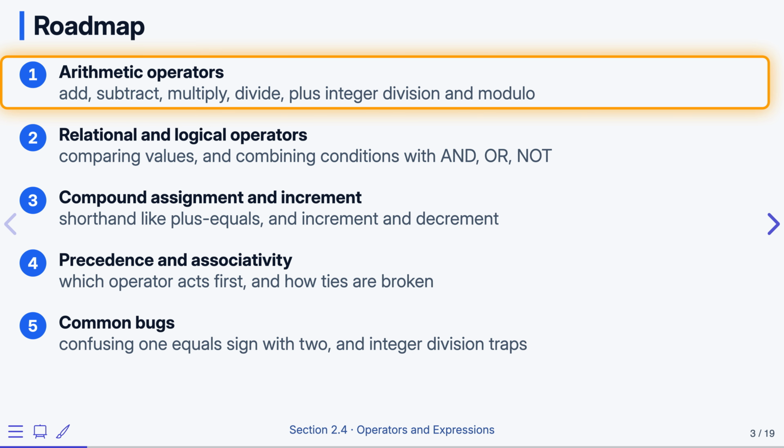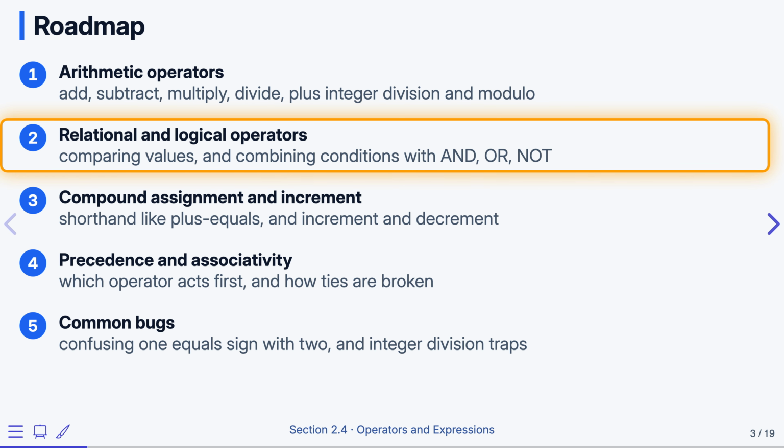Here is the plan for this video. First, the arithmetic operators. Add, subtract, multiply, and divide. Two of them surprise beginners. Integer division throws away the remainder, and modulo gives you the remainder. Next, the relational and logical operators. Relational operators compare two values and give you true or false. Logical operators combine conditions, using and, or, and not.